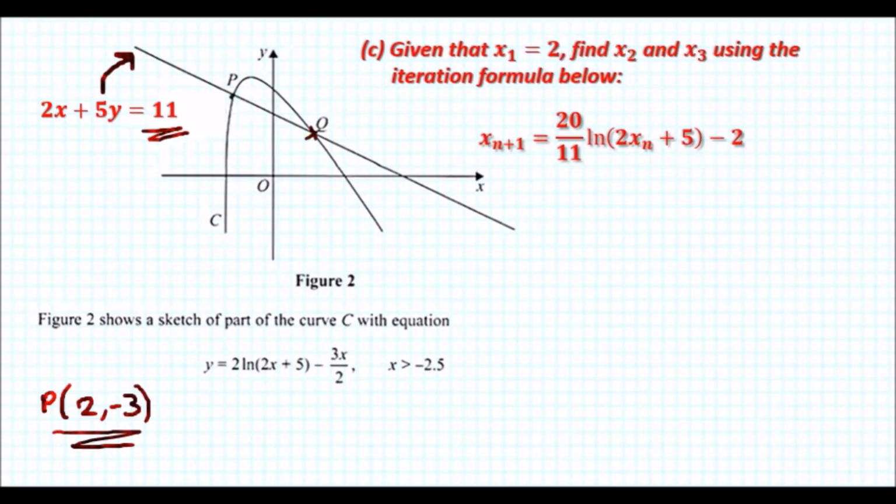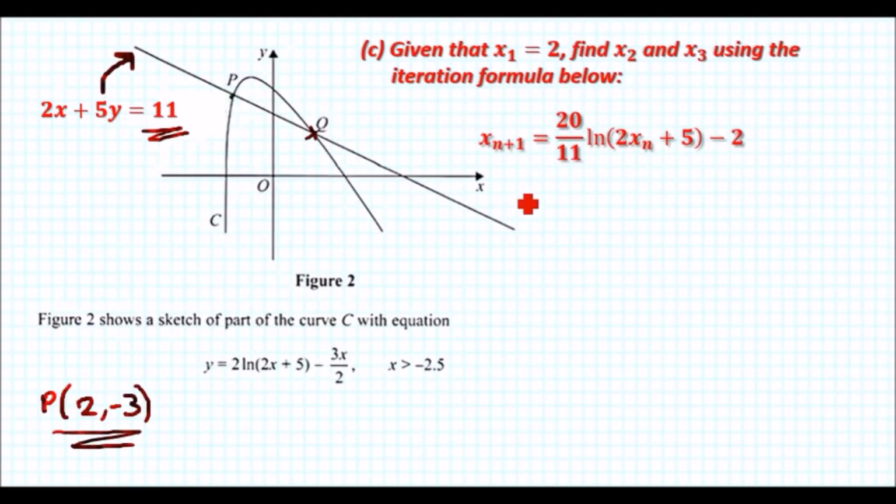Okay, part C, guys. This one is very easy. Given that x1 equals 2, find the next two values using the iteration formula below. If you haven't seen iteration, all you do is plug in, get a result, and then plug that answer into the equation to get the next result. Very easy, really. I already found the solutions to this, but I'll show you how it's done in case.